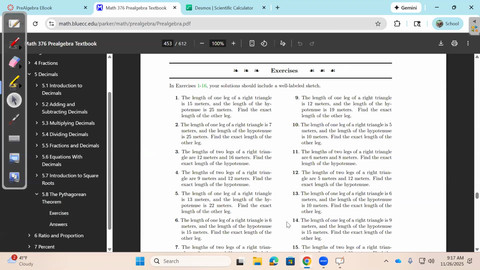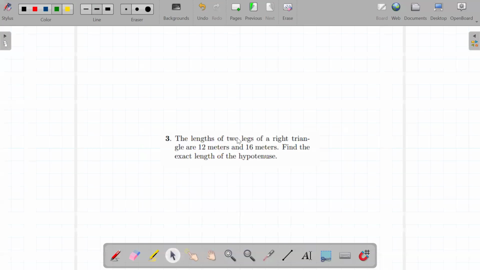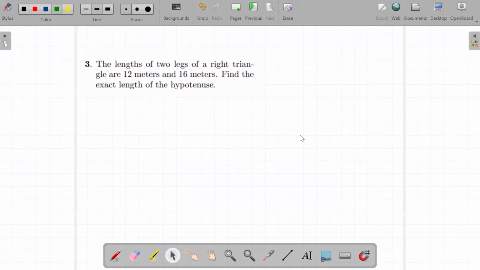All right, so let's look at number 3. Add to page, please. So this is from the homework problems in our section 5.8 of this book. All right, so the lengths of the 2 legs are 12 and 16 meters. Find the exact length of the hypotenuse. So once I see exact, that means I don't need to use my calculator at the end.